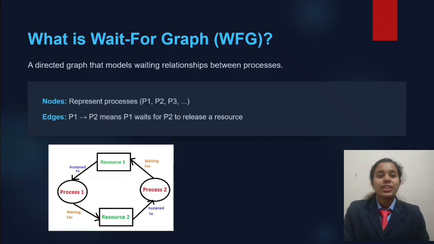Now, let us check what is wait for graph. A wait for graph is a directed graph that models waiting relation between the processes. Here, nodes are represented by the processes, that is the processes P1, P2, P3, etc. The processes P1 and P2 are connected by an arrow or any other connection. This connection is called the edge. Here P1 is directed to P2, which means P1 is waiting for P2 to release a resource.